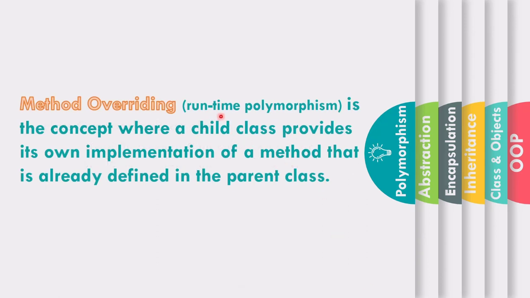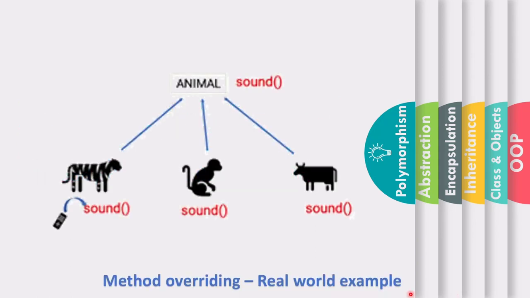Method overriding is called runtime polymorphism. It is the concept where a child class provides its own implementation of a method that is already defined in the parent class. Here the sound method is inside the superclass animal. Inside the subclasses, the sound method can be seen.